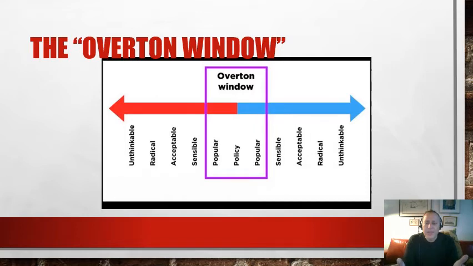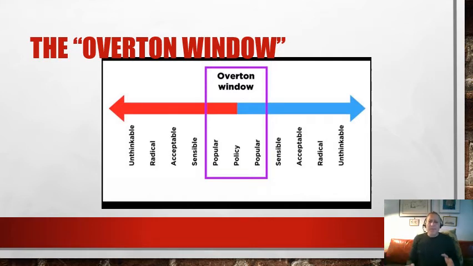So that on either side, again, if we think of ideologies as operating in a continuum of left to right, which we don't have to do, but it certainly works if you're working with an image of a window, the things outside of the window range from sensible, acceptable to radical, and then finally unthinkable.